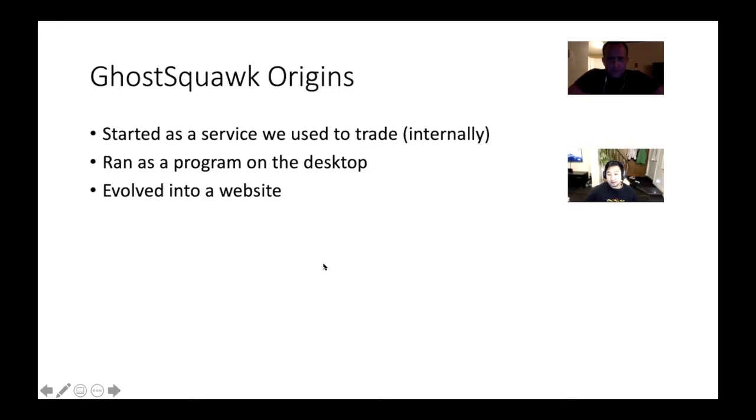So, okay, first of all, I call this tool GhostSquawk, and there's a couple of reasons for that. It's kind of a little joke because this basically started as a service that we used to trade internally, and it just ran as a desktop app. But then if you want to go trade with a buddy or somebody else wants to use it, you've got to give them the app. It was just something I wrote myself in my house, so I just decided to put it as a website.